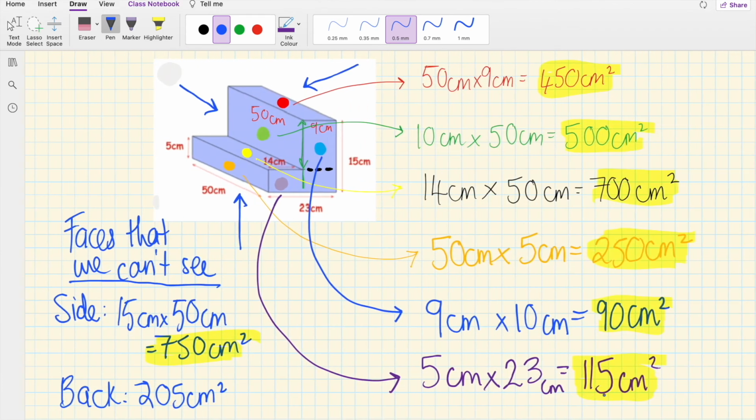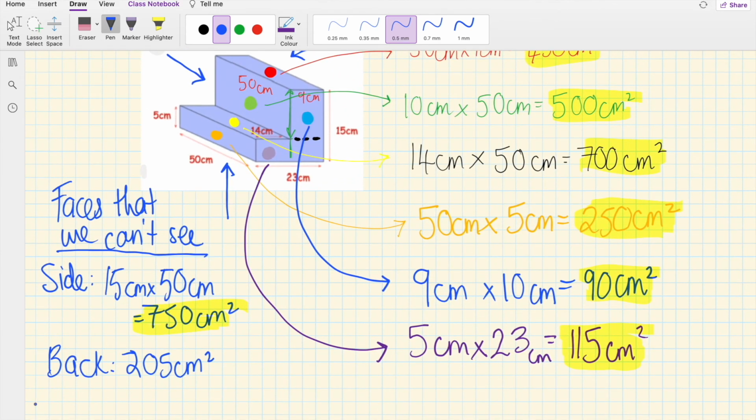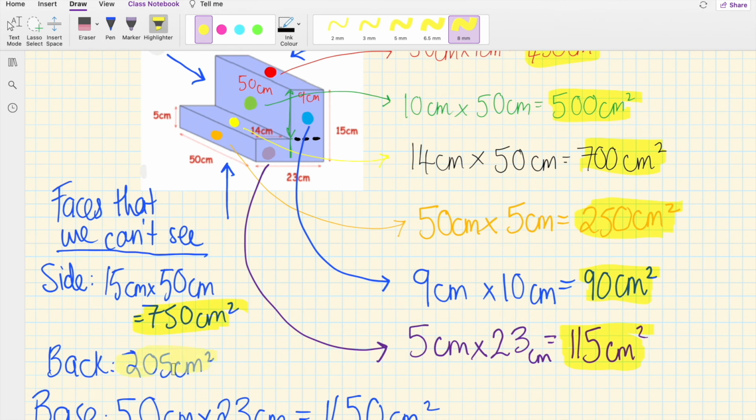And then finally, we have the base. This one, as if you're looking this way, is another rectangle. It has a length of 50 and a width of 23. If you multiply 50 by 23, we get 1,150 centimetres squared.